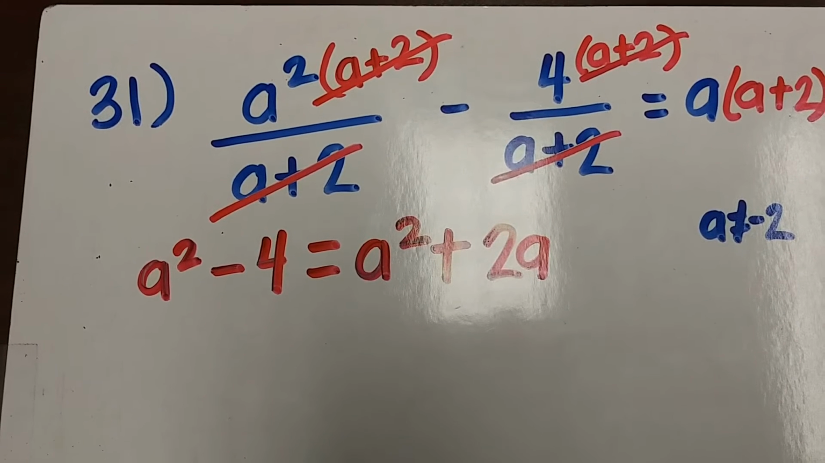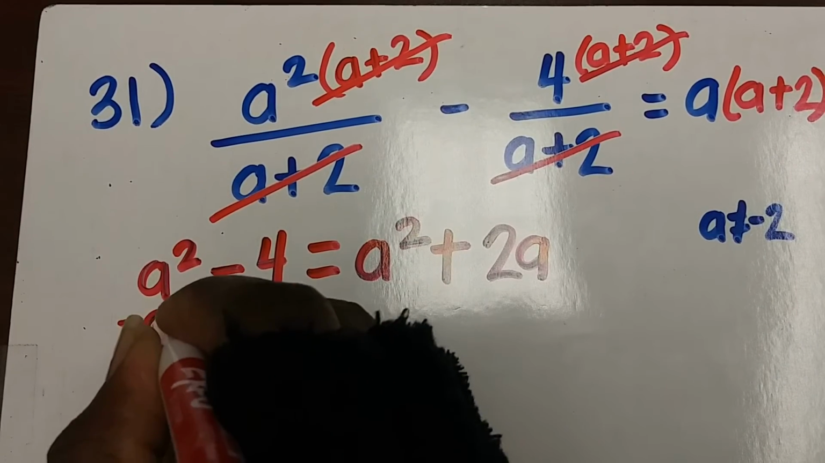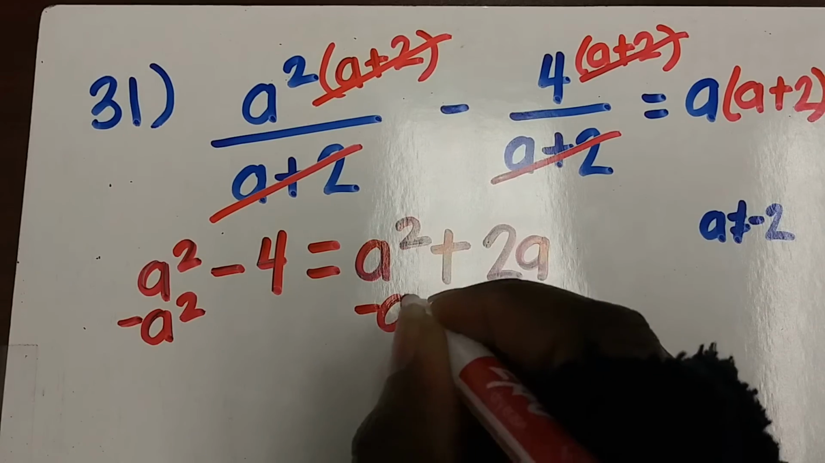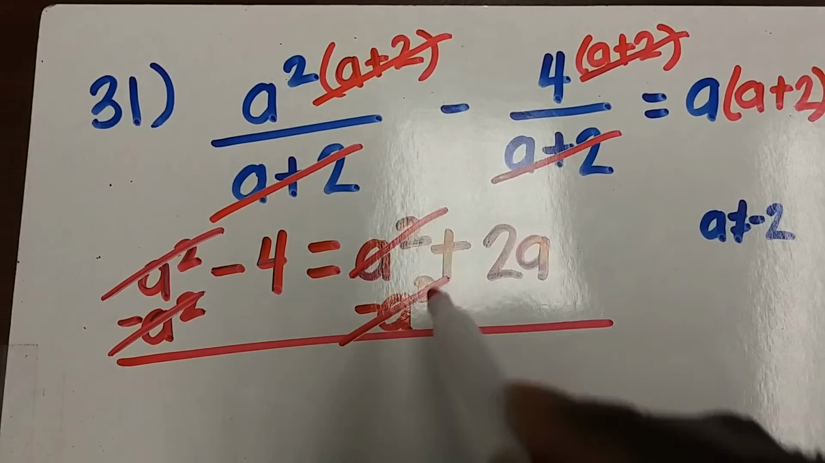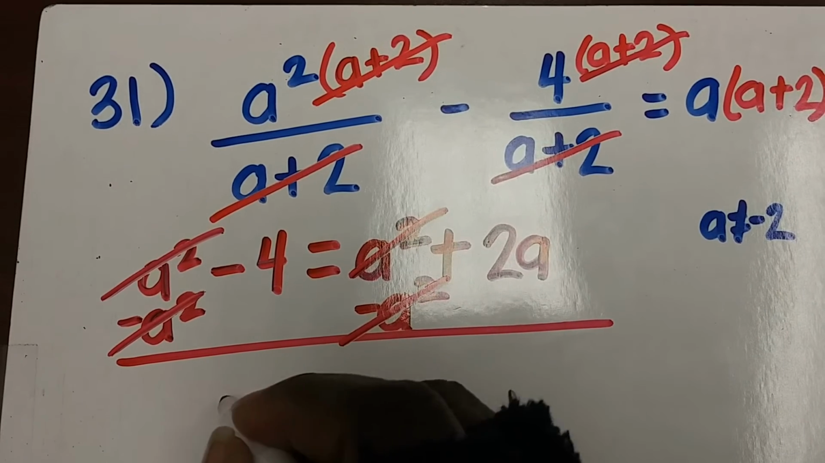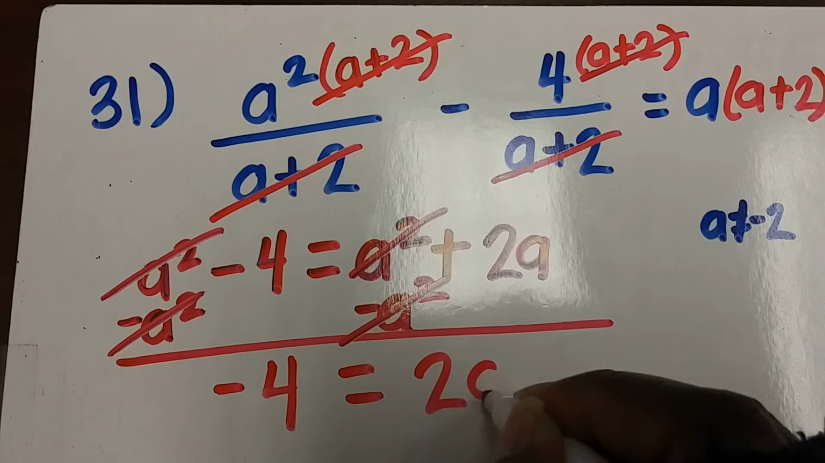Now you tell me, how many answers am I going to have for a? So this part can be a little tricky. How many answers am I going to have for a? I see a squared, but when I subtract a squared, what happens to the a squares? They cancel out. They go to 0. I'm left with negative 4 equals 2a.